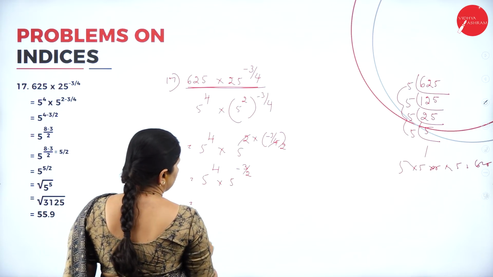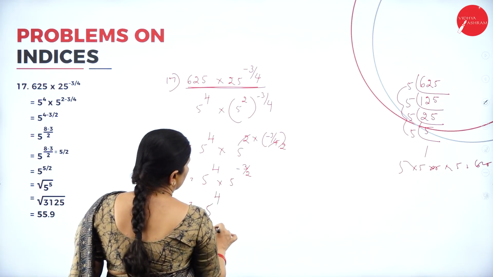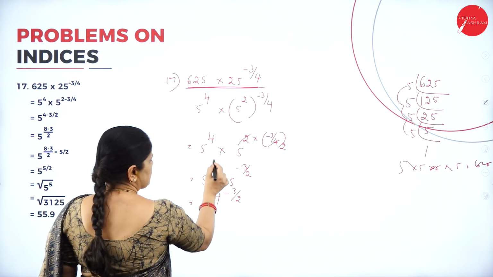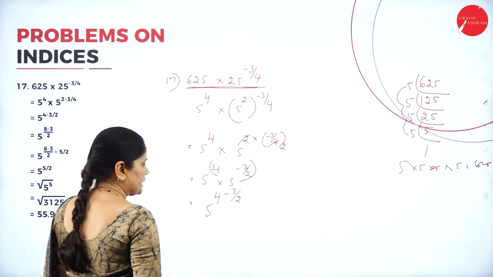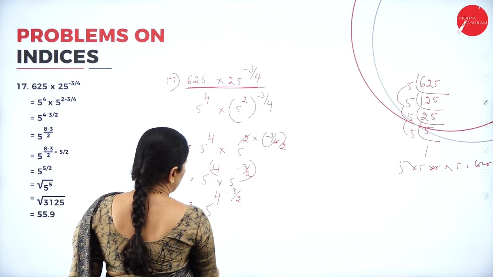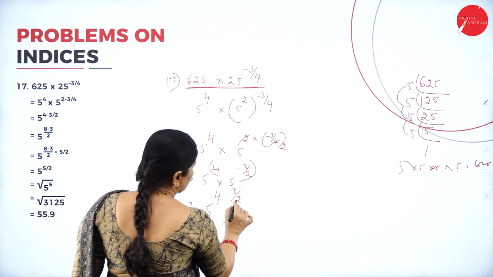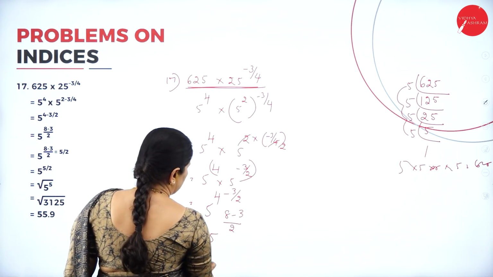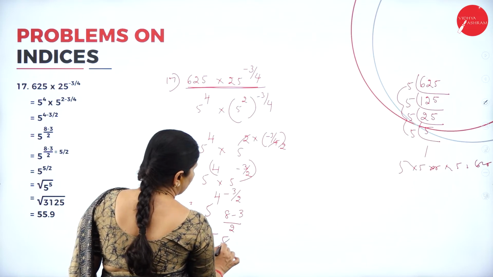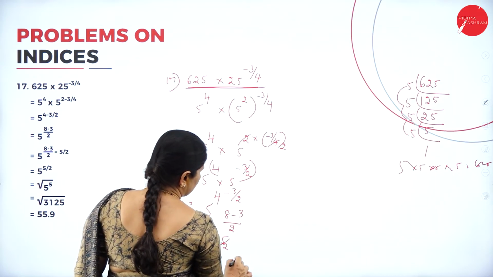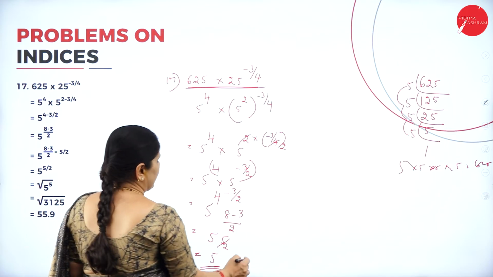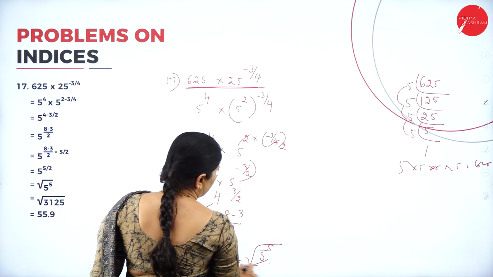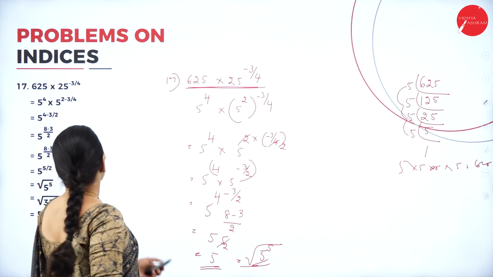Now, I will simplify here. 5 to the power of 4 minus 3 by 2. When the bases are the same, the powers can be added or subtracted. So, what will be the answer? I will take the common LCM as 2. 4 twos are 8, 8 minus 3. So, this will be equal to 5 to the power of 5 by 2. Or if you write it as a square root, it will be square root of 5 to the power of 5. So, this is the answer.